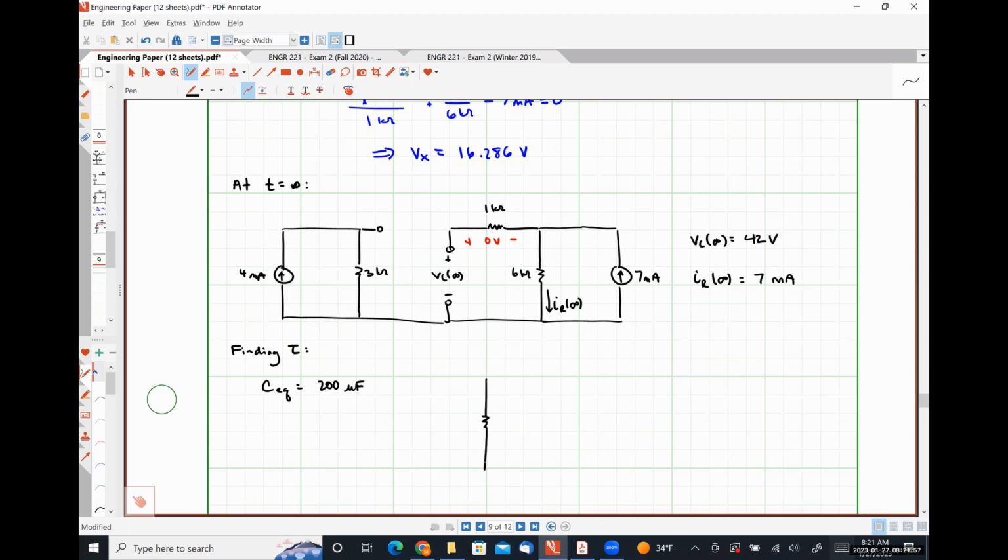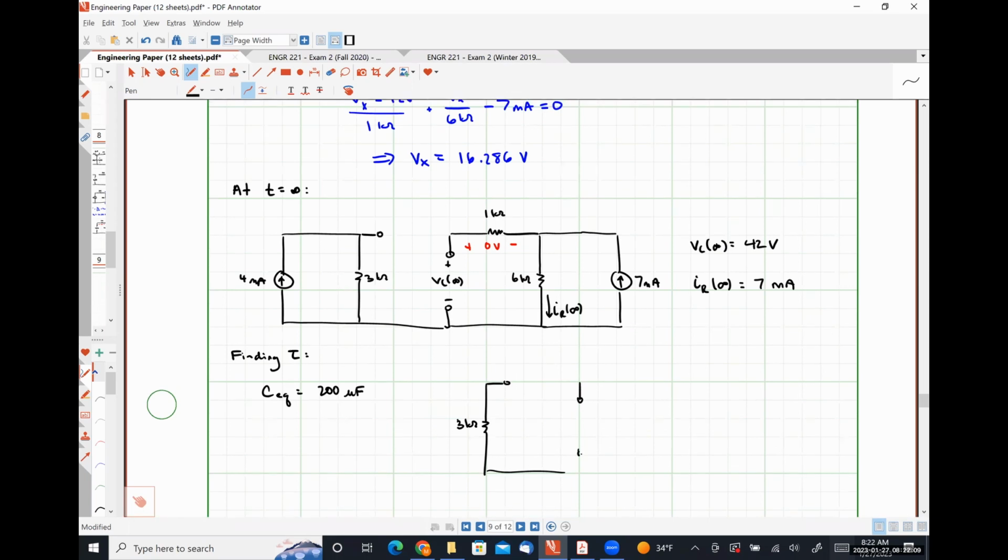So here's my 3 kilo ohm resistor. Here are the terminals of my capacitor. Here's a 1 kilo ohm resistor. Here's a 6 kilo ohm resistor. And both of my current sources look like open circuits because I've turned them off. So I'm looking in through the capacitor terminals, trying to find my equivalent resistance.